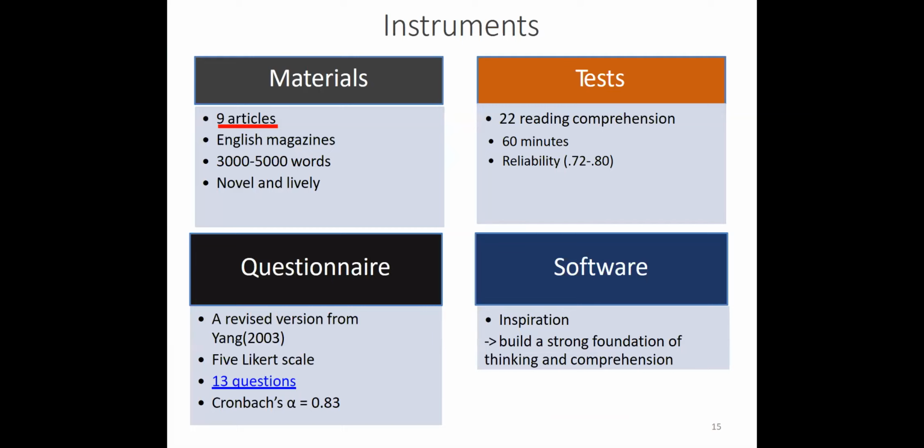So with the instruments, the researchers gave the participants 9 articles. They are English magazines with lengths from 3,000 to 5,000 words. They can be novels and lively. The reading texts provided by the magazines were employed for the assessment of the students' reading in this research.